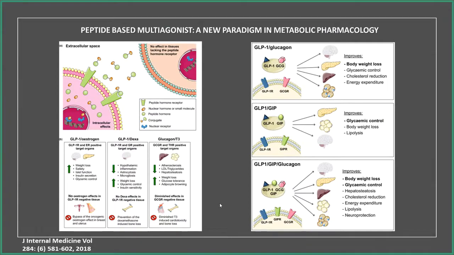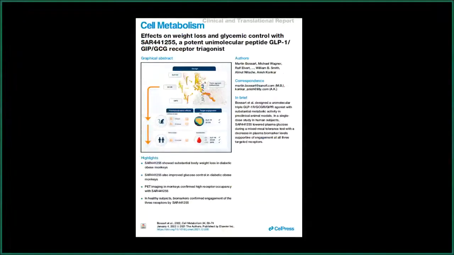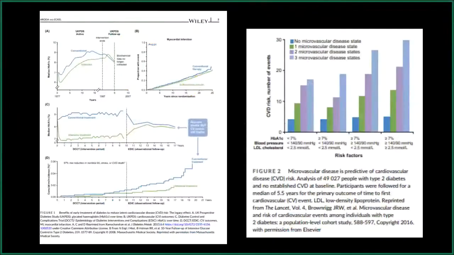So this is a field that is developing where there are peptide-based multi-agonists being developed for different drugs. And this is the latest one, where they have done a human trial, which is a very early preclinical trial looking at humans. They did some in primates initially, and then they have done a human trial looking at the effect of this combined GLP-1 glucagon GIP receptor agonist. And it does have a significant impact on plasma glucose during a mixed meal tolerance test, and decreases biomarker levels of all three targeted receptors. So we have to see how these will develop.